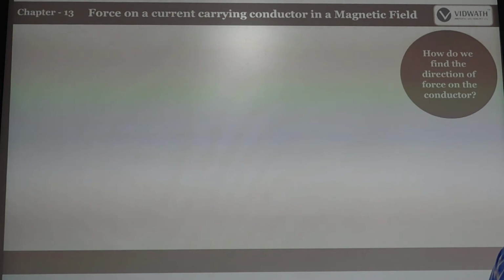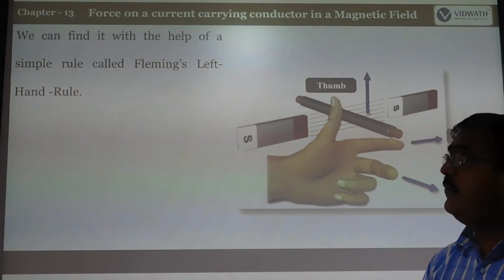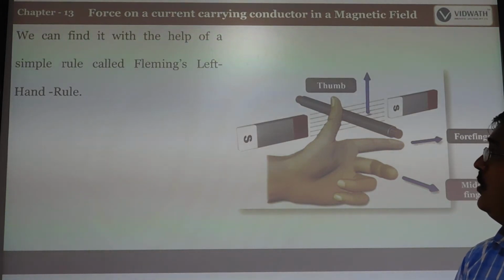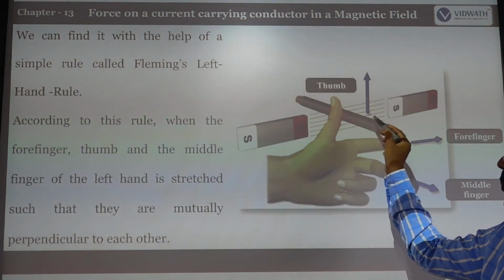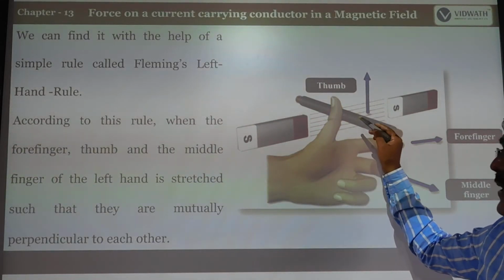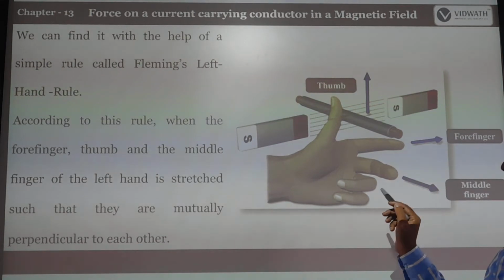So how do we find the direction of the force on the conductor? This is based on what we call Fleming's left-hand rule. Here these are the magnetic poles, two poles, and these are the magnetic lines. The thumb, forefinger, and middle finger are used to indicate the directions.